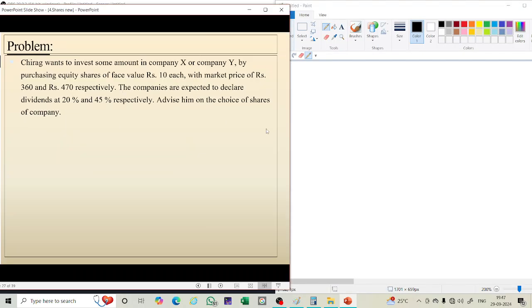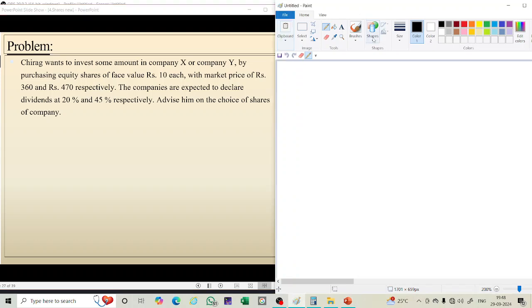Now write down this problem. Chirag wants to invest some amount in company X or in company Y, purchasing equity shares of face value rupees 10 each with market price of rupees 360 and 470 respectively. The companies are expected to declare dividend at 20% and 45% respectively. Advise him on the choice of share. Now this is our problem.